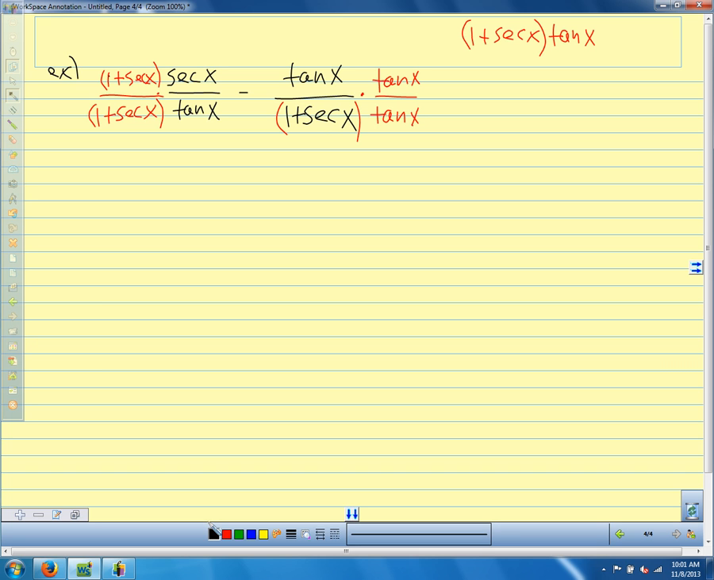So in the numerator, what do I end up with here? Someone multiply this out. Tell me what I get. Secant squared x. Okay, secant x plus secant squared x. And here? Tangent squared x. And I get a minus. Over my common denominator, I'm going to leave it written as 1 plus secant x times tangent x. All right. Anybody see what we're going to do here? Anything in the numerator look like it could be helpful?